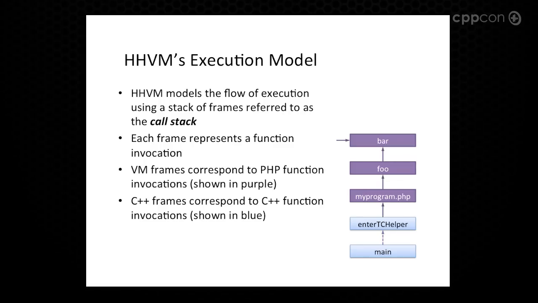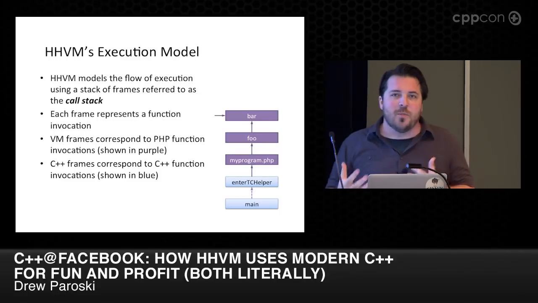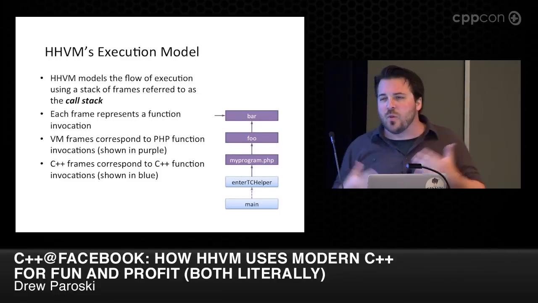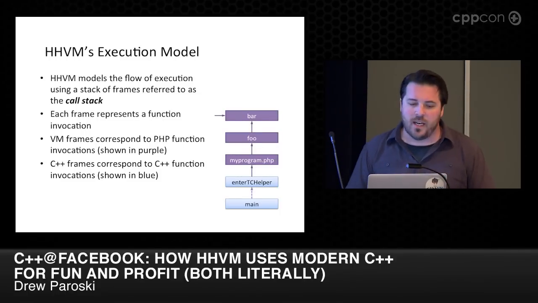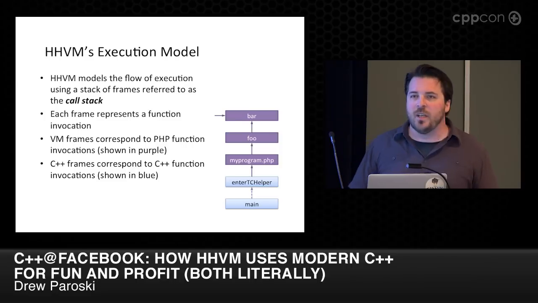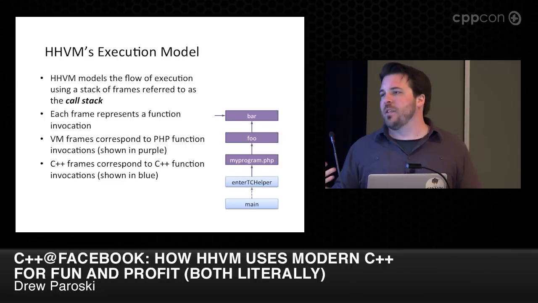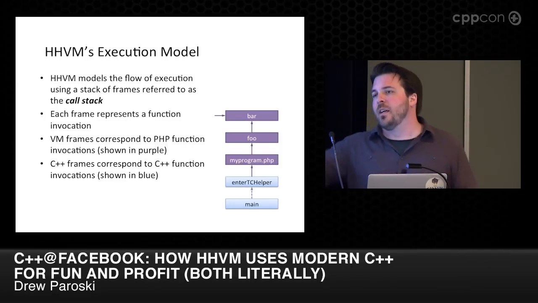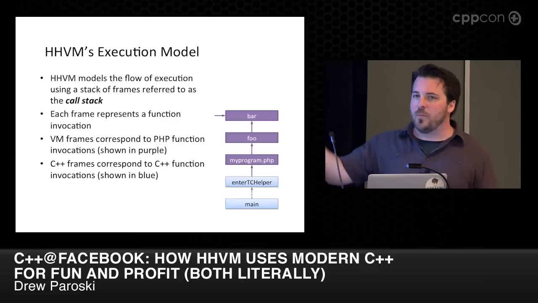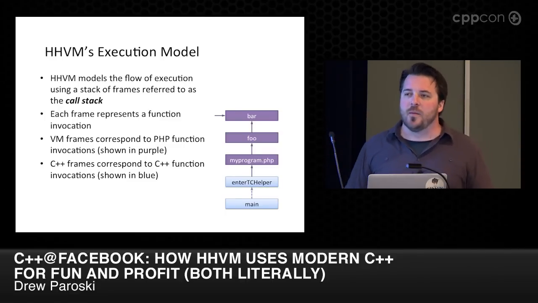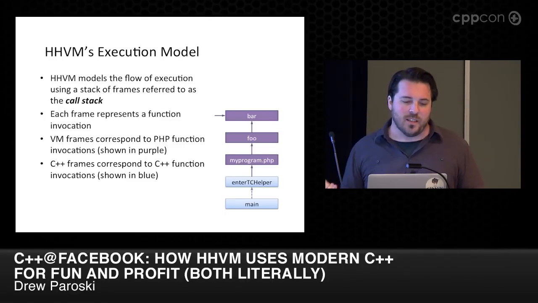One last thing of interest that we'll be touching on later in the talk, it's just important to understand how the flow of execution is modeled in HHVM, how it keeps track of what the program's doing. And so like a lot of languages, it models it using a call stack. You have a stack of frames. The frame at the top represents the function invocation that you're currently inside. And then all the frames below it represent who to return to when that frame exits.